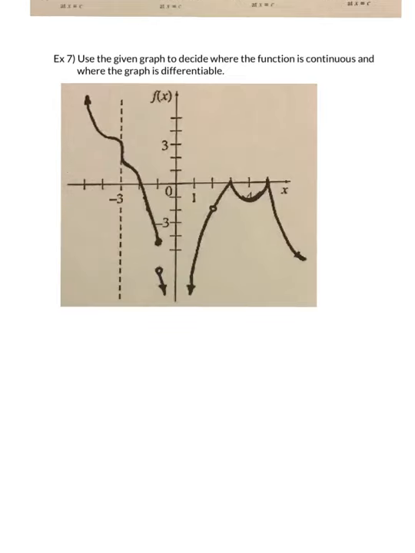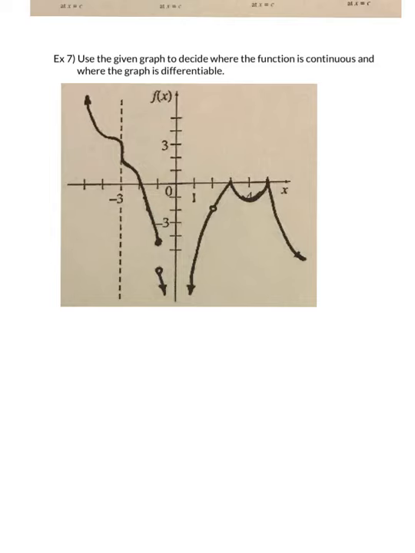On example 7, we are to use this given graph to decide where the function is continuous and where the graph is differentiable. Notice that it says where it is continuous and where it is differentiable. So we're going to say the places where it works. When that happens, we write our answers in interval notation. And interval notation always goes from x value to x value.